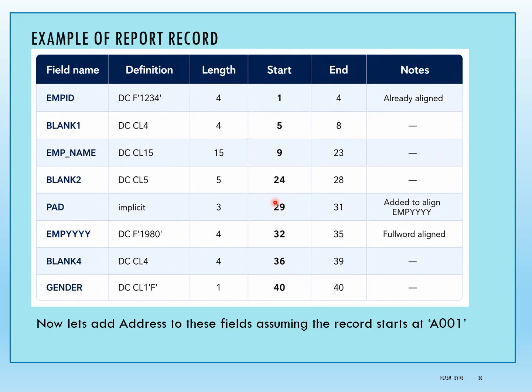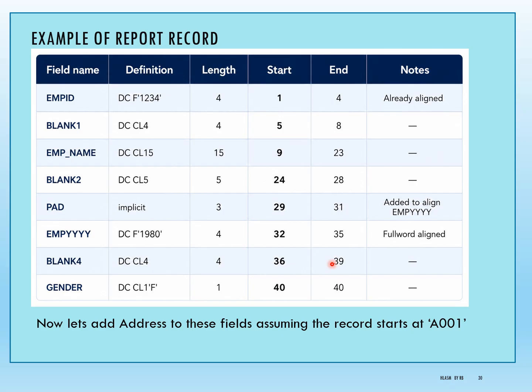Why? Because a full word is 4 bytes. So what will the system do? It will keep some blank spaces. It will pad it. That means there will be nothing here, and it will start at 32, 33, 34, 35, full word aligned. Then you have again a blank, which is 36, 37, 38, 39, and then you have a 40, which is the gender, the last field.